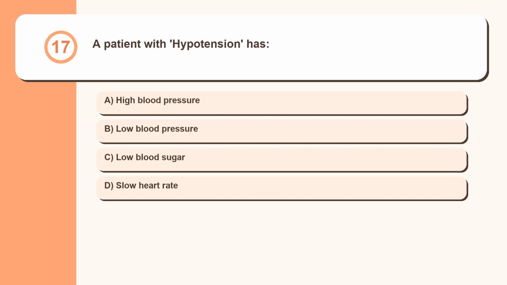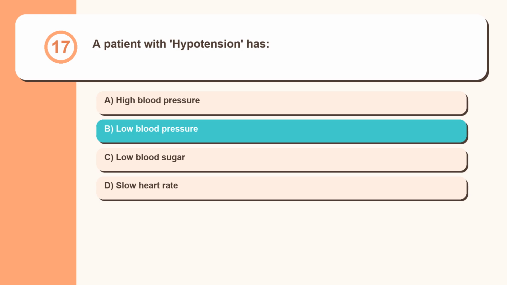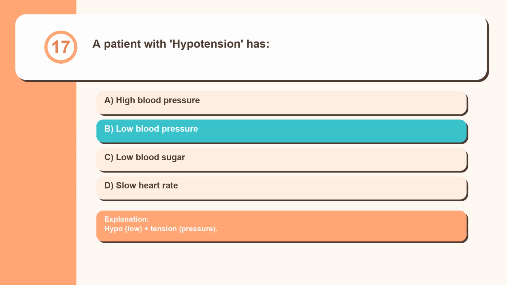Question 17. A patient with hypotension has high blood pressure, low blood sugar, slow heart rate. Hypo, low, plus tension, pressure.